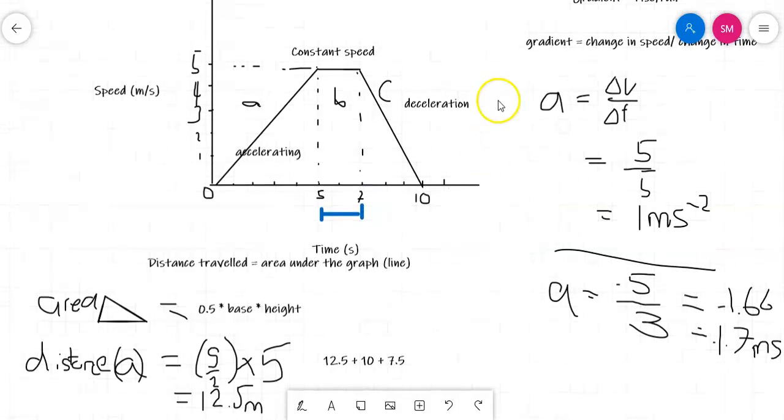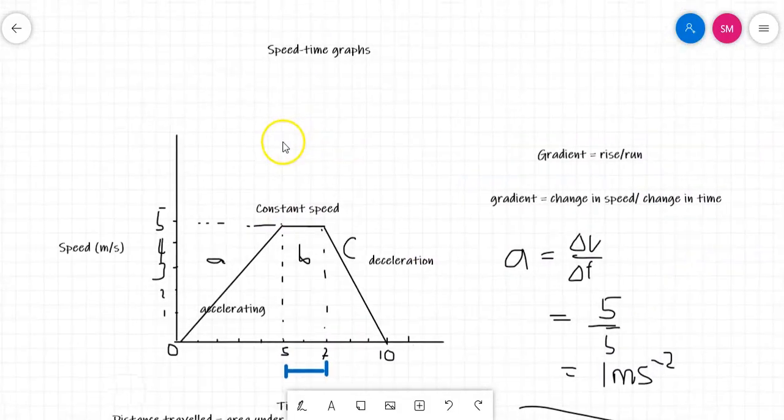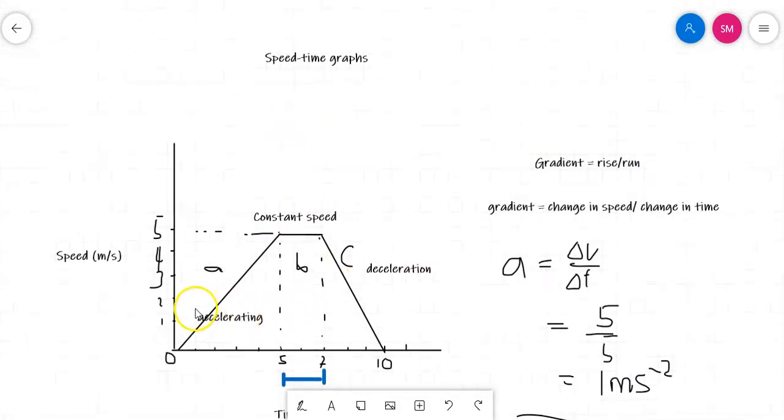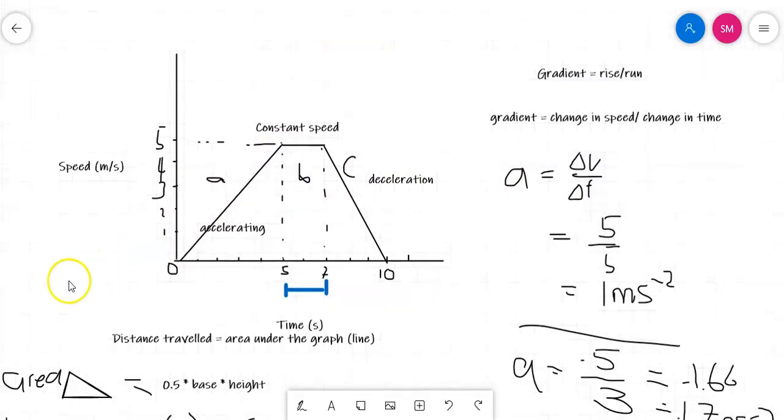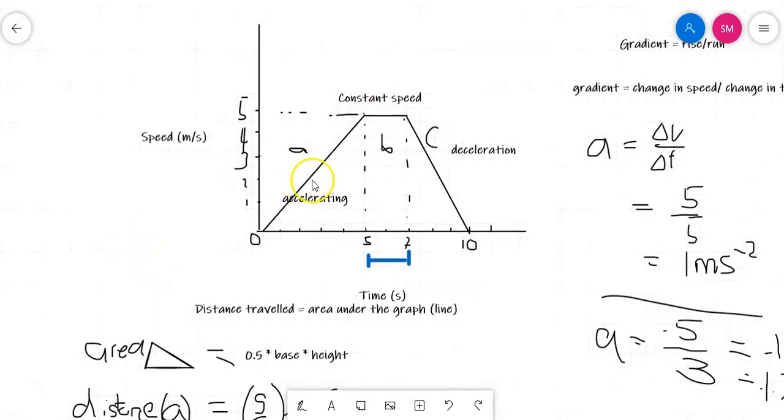So those are the three things that we can do when we're looking at speed time graphs. First of all, we can describe the motion of the object using acceleration, constant speed, or deceleration according to what's happening with the line. We can then calculate the acceleration of the object using the rise over the run, or change in velocity divided by change in time. And the third thing that we can do is calculate the distance traveled by the object by calculating the area underneath the graph.